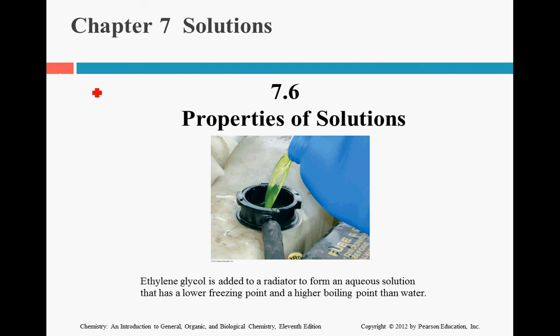We will be discussing 7.6 now, properties of solutions. We're essentially looking at what happens to the solution when you're adding the solute to it, which is the smaller of the two, remember. There's the solute and the solvent. The solute is the one of the smaller amount. And we're looking at how that changes the effects of the solvent.